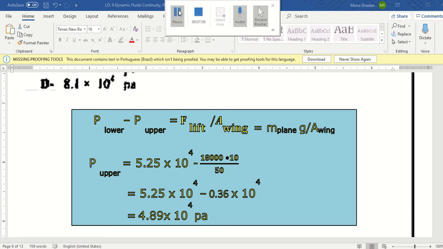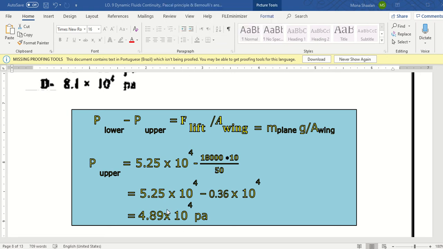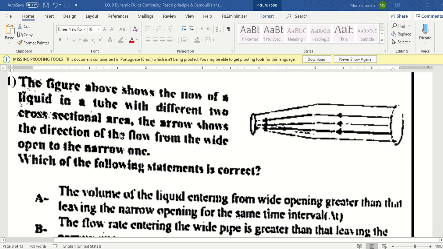Okay, let's compare this value of the upper pressure with that of the lower pressure. We can conclude that the upper pressure is smaller than that of the lower pressure. This figure shows the flow of a liquid in a tube with two different cross-section areas, as shown in this figure. The arrows show the direction of the flow from the wide end to the narrow one.